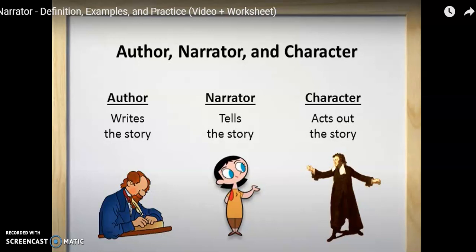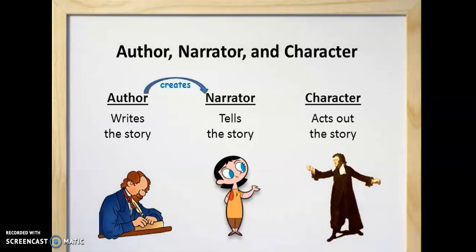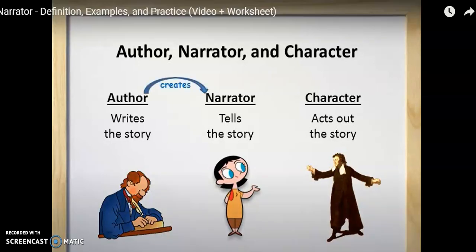It means that the author is the real person who writes stories, or who writes fictional or non-fictional events in a book. The author is the person who creates the narrator and the character. So, as a conclusion, we can say that the narrator and the character are inventions of the author. The author needs to create a narrator to tell the readers the story, and also the characters to act out the story.